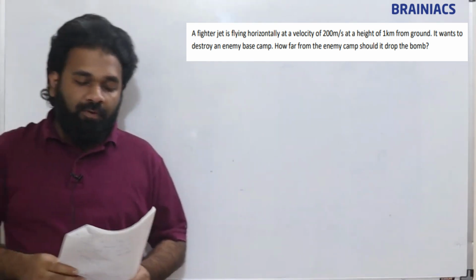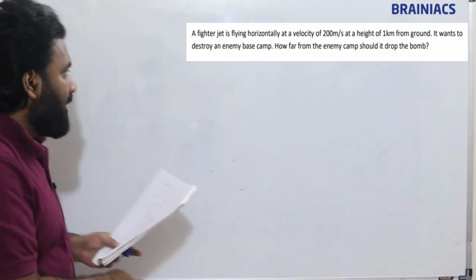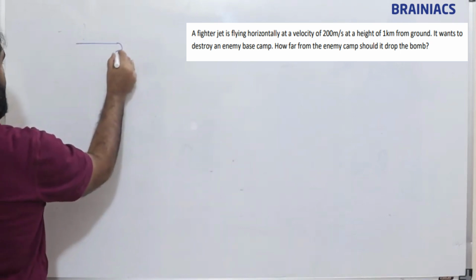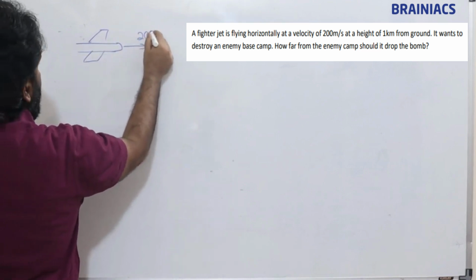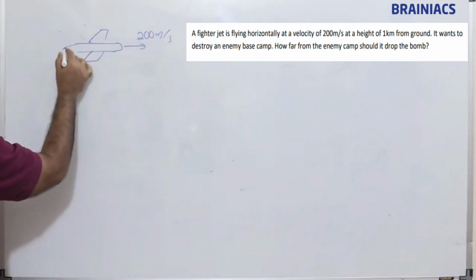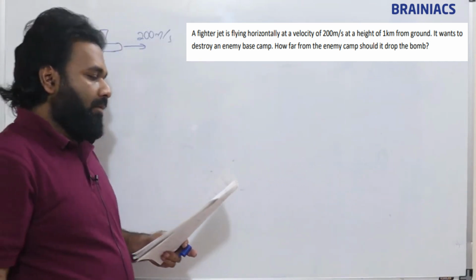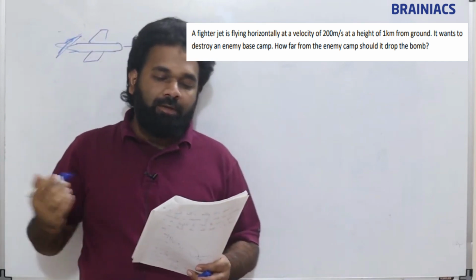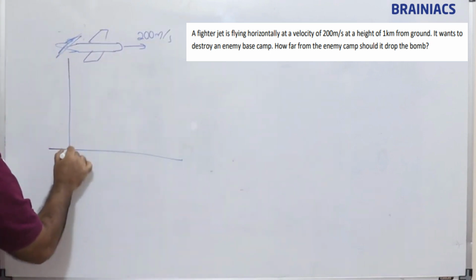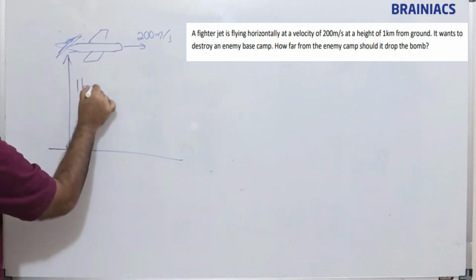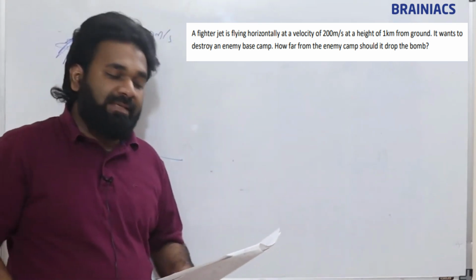Okay, a fighter jet is flying horizontally at 200 meter per second at a height of 1 kilometer from the ground. So this height is 1 kilometer. It wants to destroy an enemy base camp.